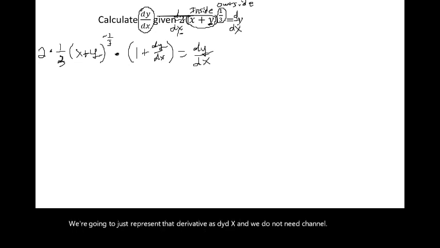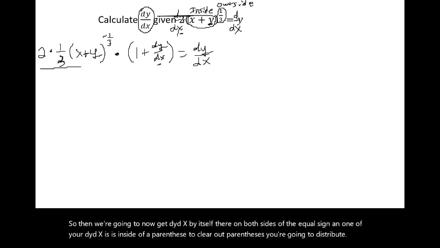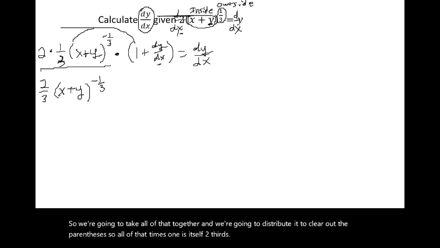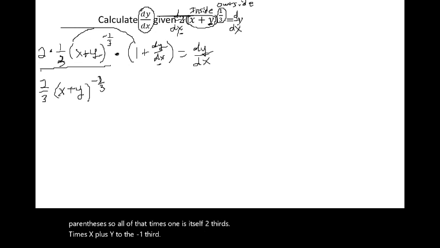So now we're going to get dy/dx by itself. It's on both sides of the equal sign, and one of your dy/dx's is inside of a parenthesis. To clear out parentheses, you distribute by whatever the parentheses are being multiplied by. Remember, this is all one giant term, so we take all of that together and distribute it. All of that times 1 is itself: 2/3 times (x plus y) to the negative 2/3. Sorry, that's a negative 2/3. I can't read my own handwriting on this thing.